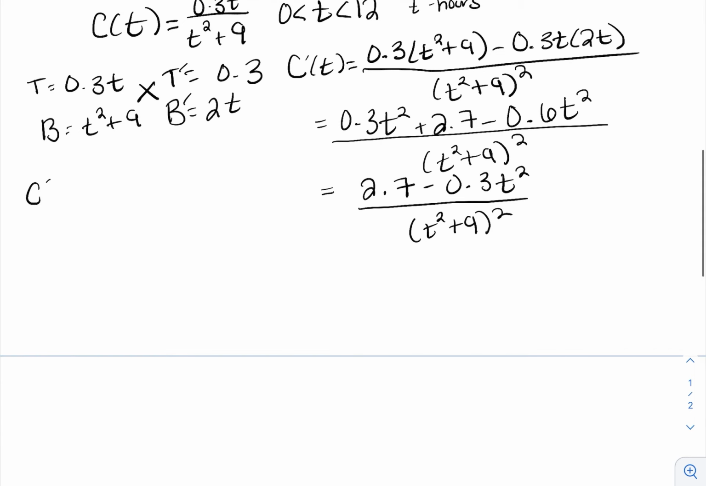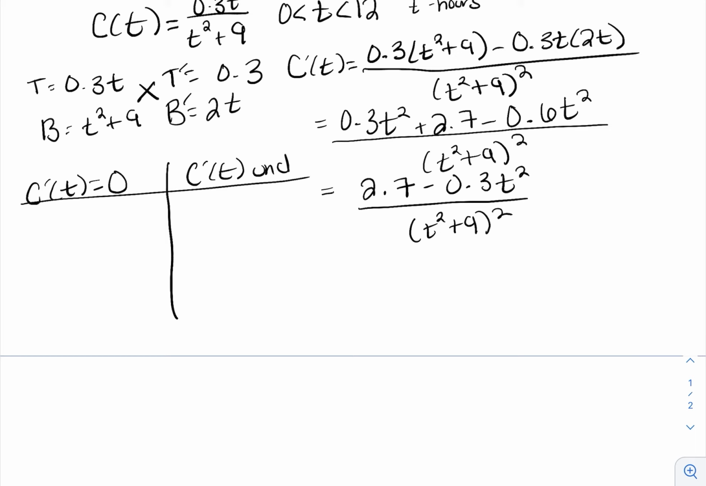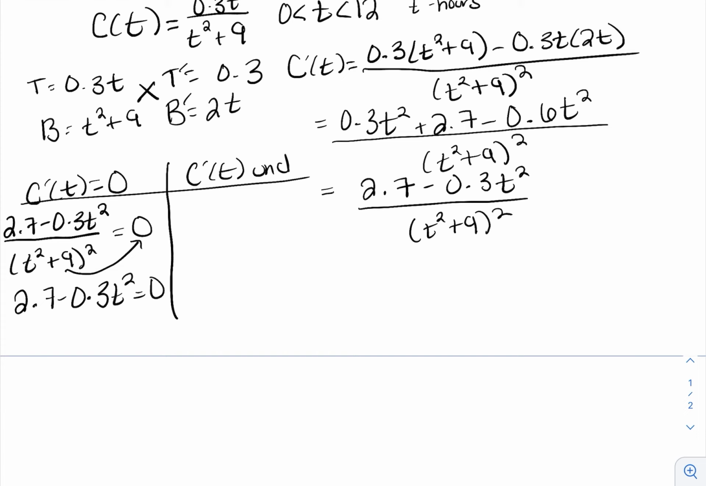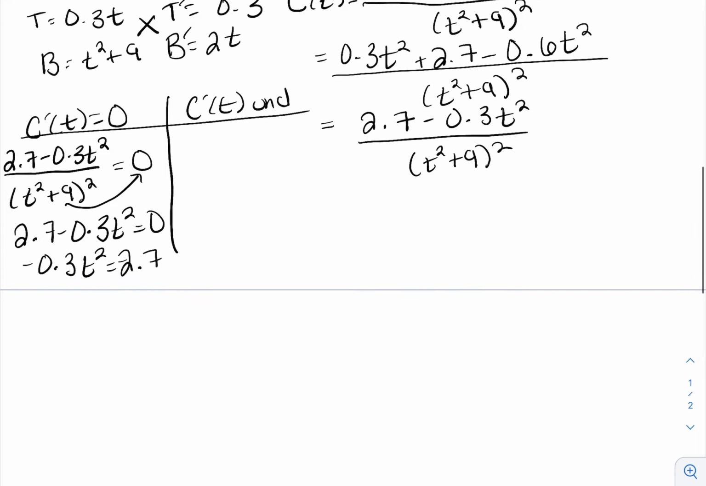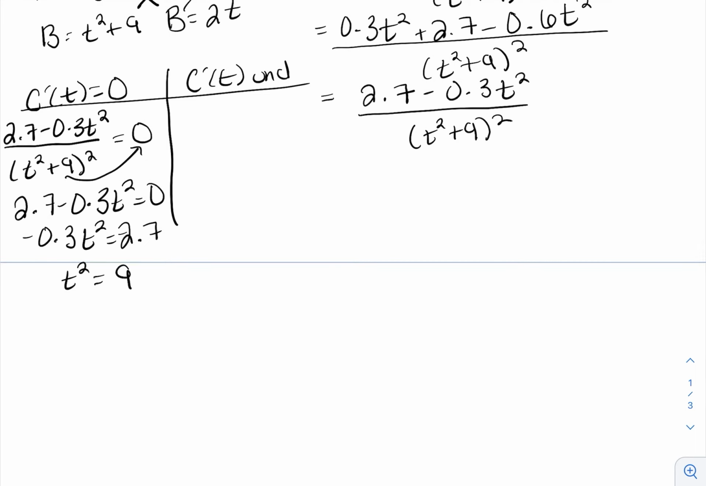Okay, two things. I need to look at when it's 0 and when it's undefined. So hopefully we're getting really used to doing this. When I set the derivative to 0, and once you get used to this, you can go directly to that: when you set a fraction to 0, you bring the bottom over, so you're really setting the numerator to 0. So I'm going to move the 2.7 to the other side. It's going to give me a negative 2.7. I'm going to divide by 0.3, which will give me a positive 9 because they're both negative. And then I get t is equal to -3 and t is equal to 3.